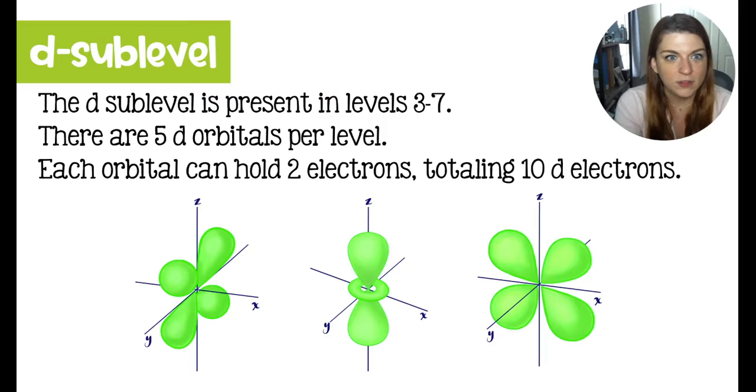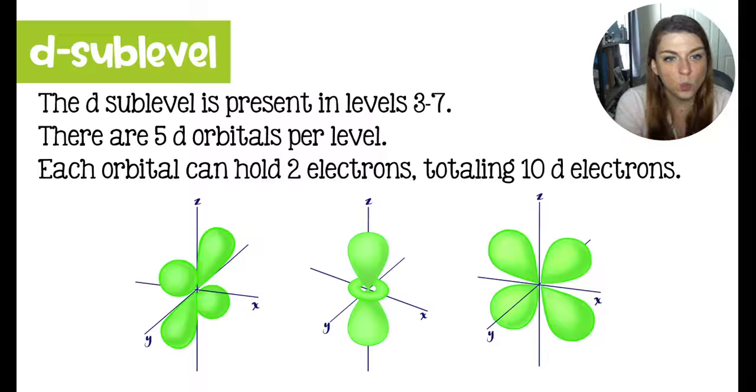Then we have the d sublevel. The d sublevel is present in periods 3 through 7. And I'll get more into this later. There's something funny that happens in the d sublevel, but that's where your transition metals are. And they are the center block of the periodic table.